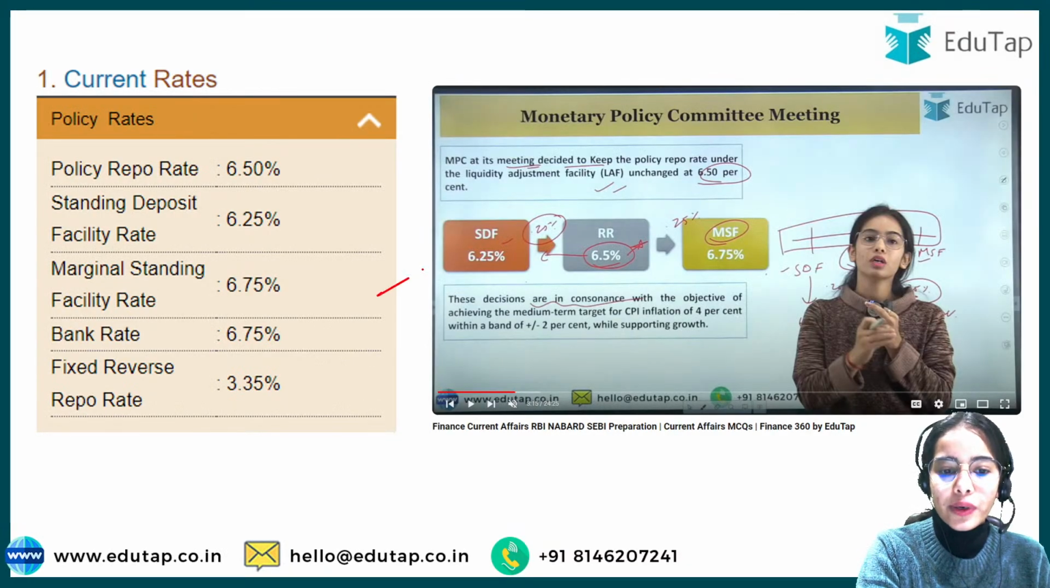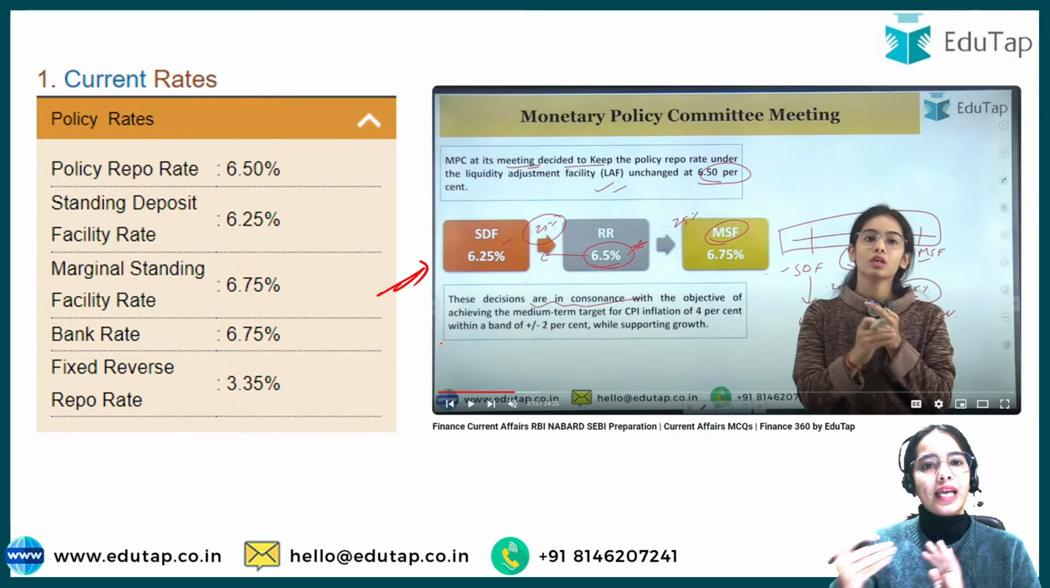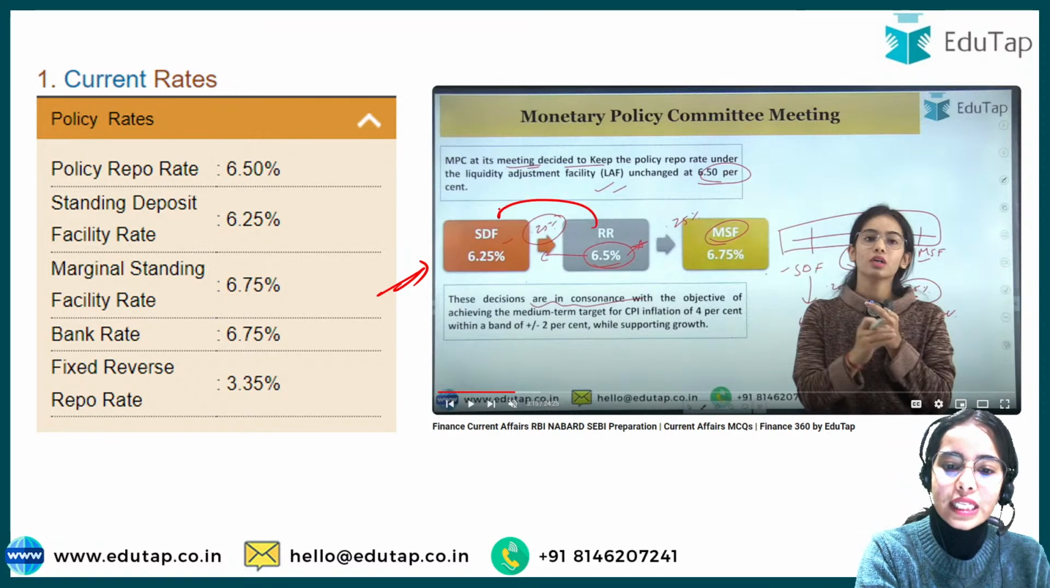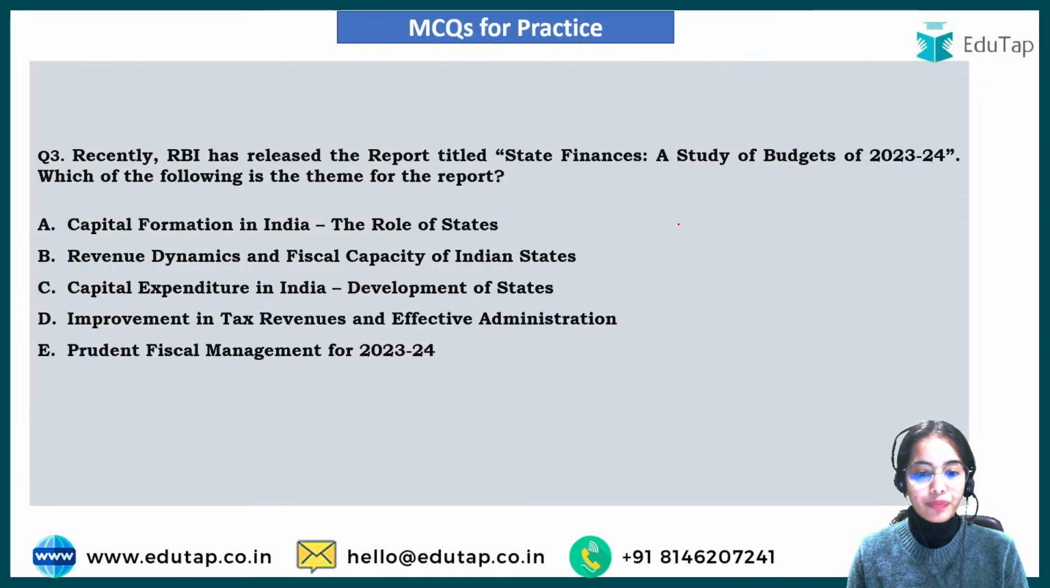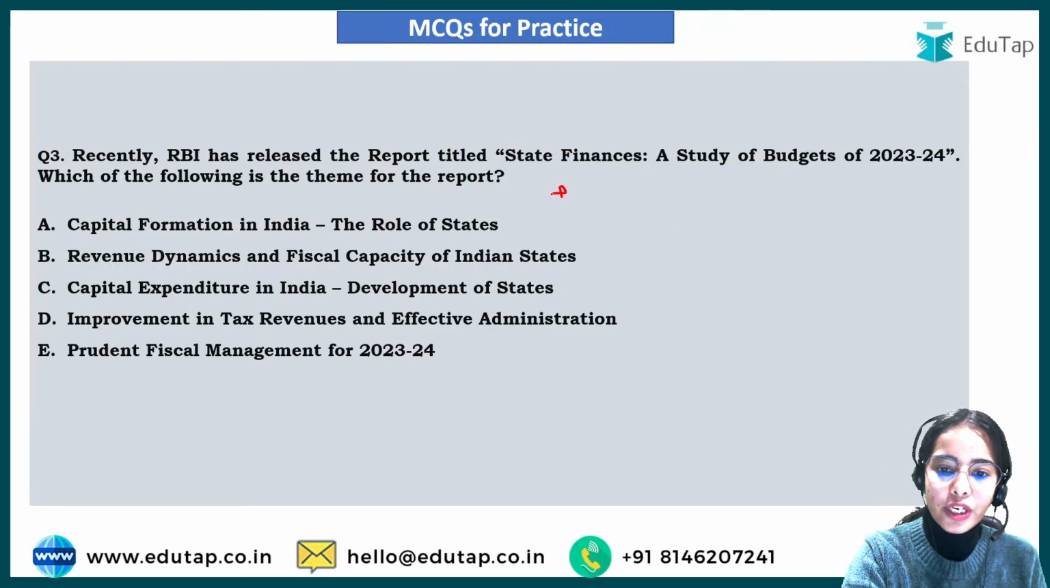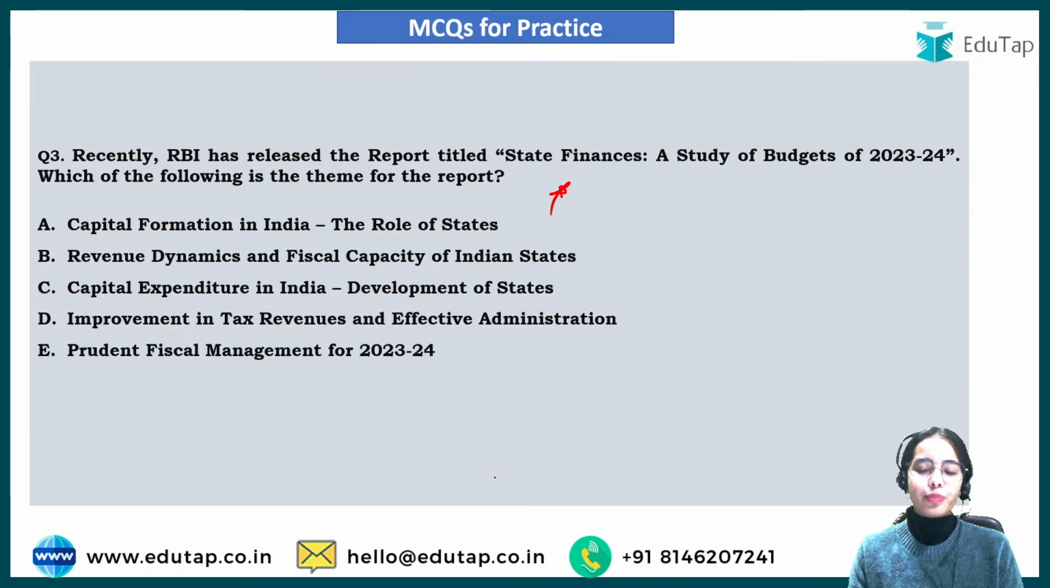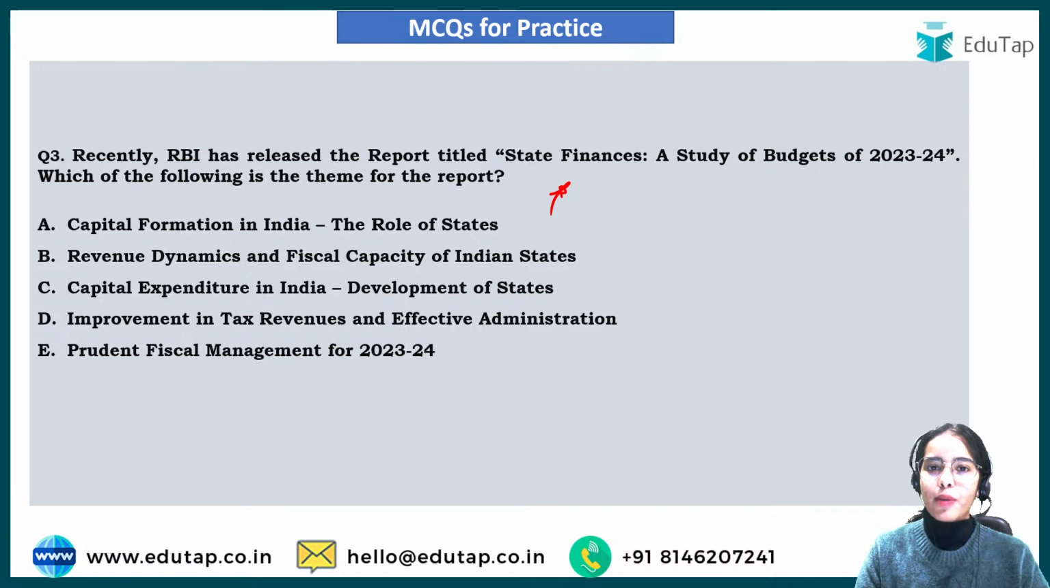Here we have already discussed the SDF, repo rate and MSF rate. The SDF is less than the repo rate by 0.25% and MSF is greater than the repo rate by 0.25%. Now coming to the next question, regarding a very important report that has been released by the Reserve Bank of India, and the highlights of this report are very important. So you just have to be aware of what the highlights are. Try to answer this question.